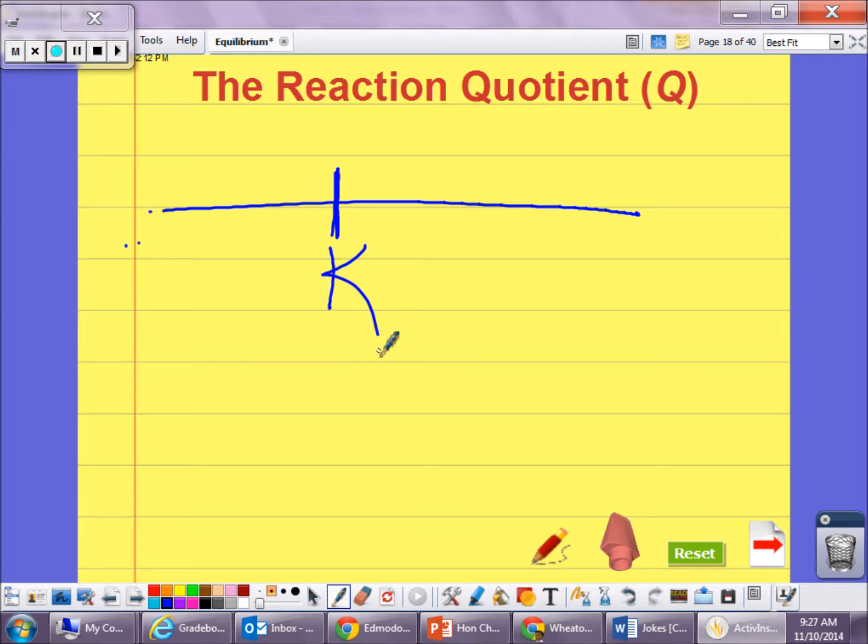If Q is greater than K, that means it's on this side of the number line. You want to be at K, so you need to go this way to get to K. If Q is greater than K, Q is right here, and it will go this way to reach K. I hope you understand, so you should know how the equation will shift. Let's practice.